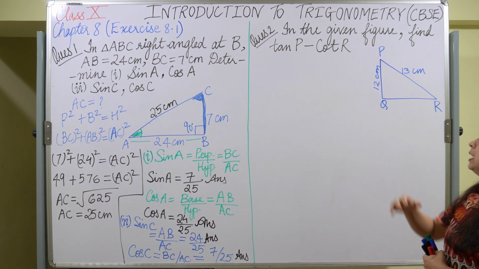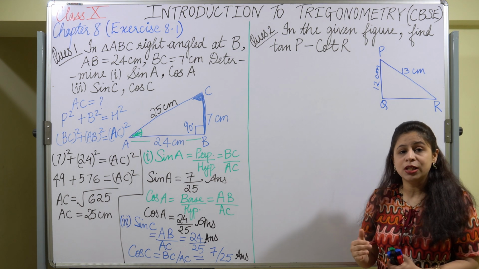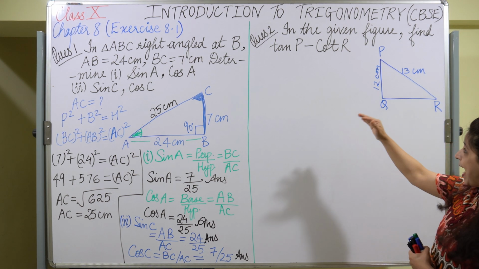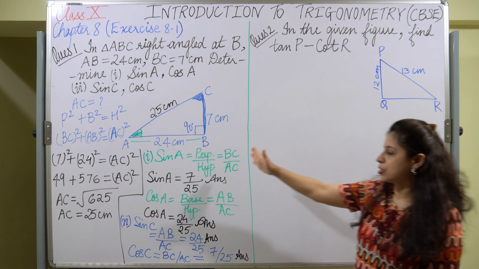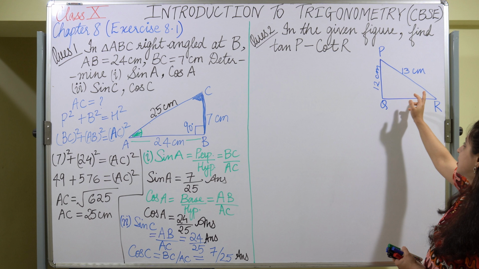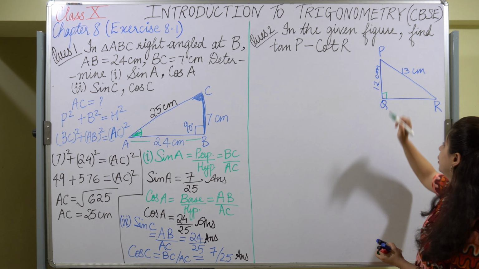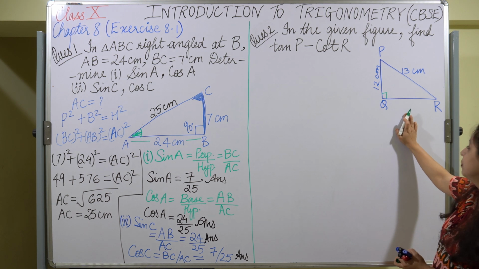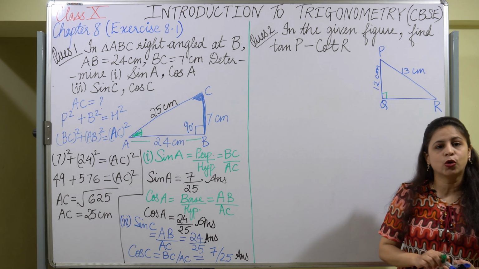Question number 2 says, in the given figure, find tan P minus cot R. So we need to find the value of tan P minus cot R. Similarly, as in the first question, here also two sides are given and the triangle has 90 degrees over here and the third side is missing. So we will first find out the third side with the help of Pythagoras theorem.